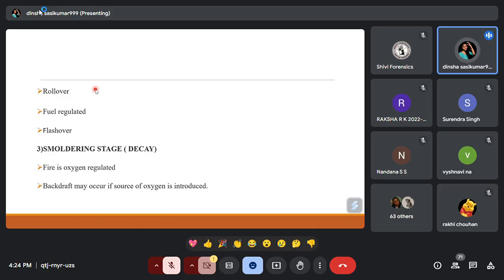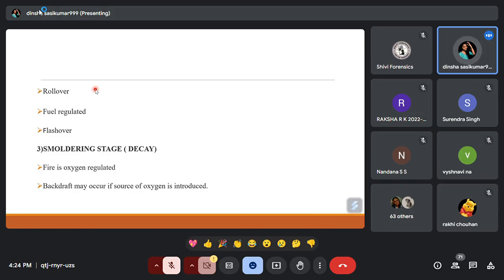So in the smoldering stage or decay stage, the fire is oxygen regulated. That is, the first two stages depended upon the configuration, mass and availability of fuel, but the last stage depends upon the availability of oxygen. So backdraft may occur if a source of oxygen is introduced. The smoldering stage is also called the decay stage. In the smoldering stage, the fuels are almost burned, and the fire is solely oxygen regulated.